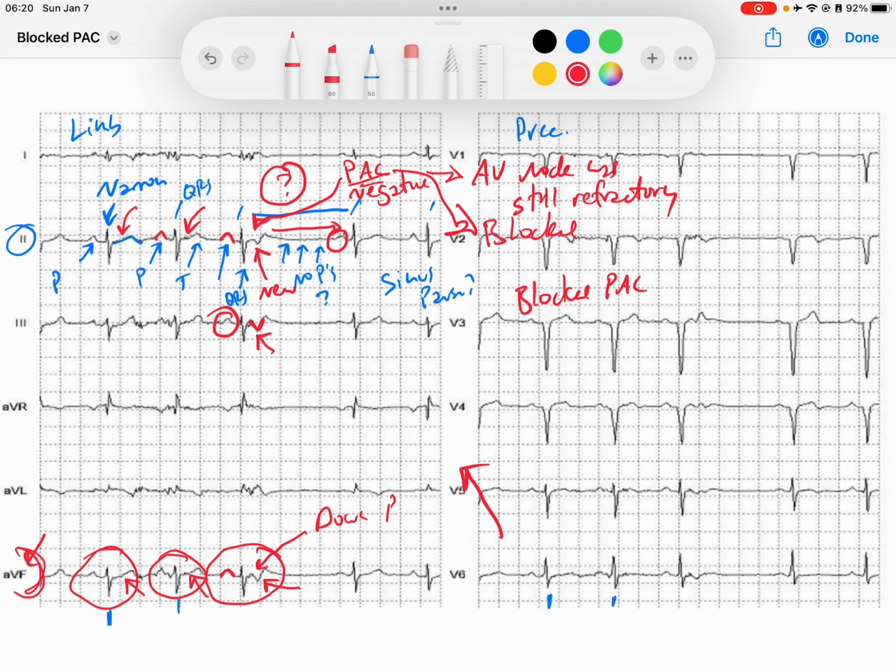So use context clues, and don't forget that P's can be buried within the previous complexes. Hope this helps you as you evaluate these pauses or blocked beats in the future.